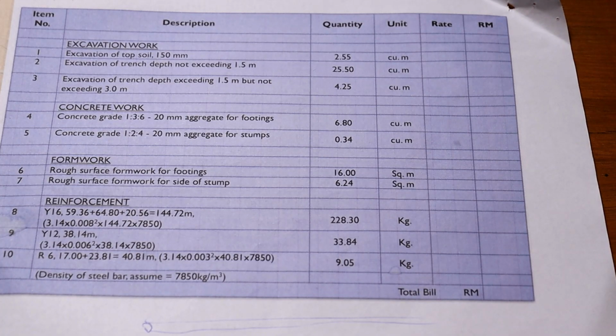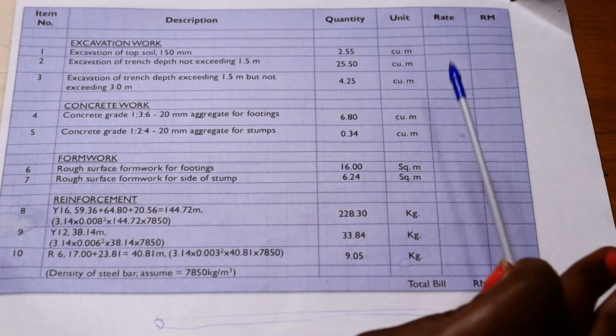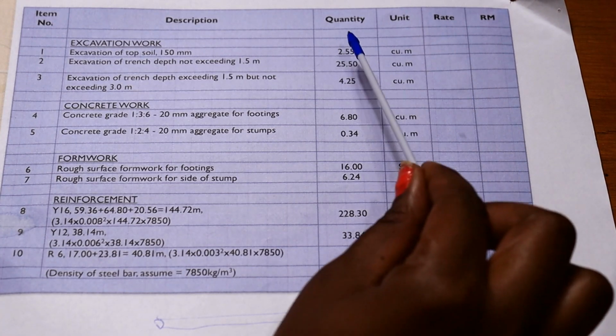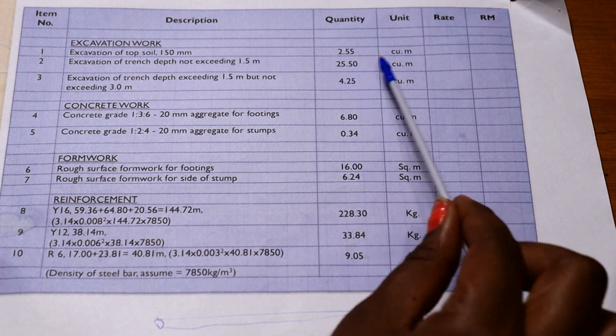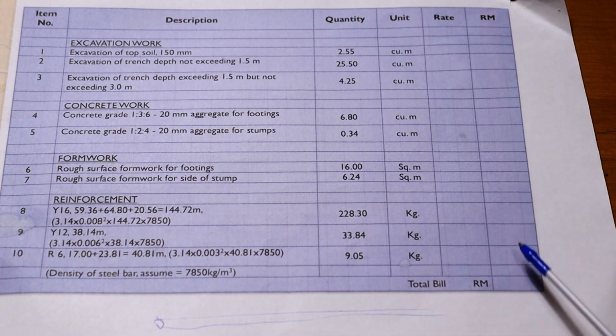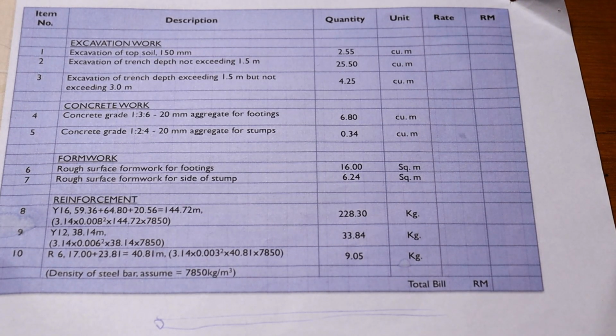When we want to get the total cost of doing all these things, we just put the rates in the columns, then multiply quantity times rate to get the cost. When we add all these costs, we get the total cost for the excavation work, concrete work, formwork, and reinforcement. All right, so we are done with the takeoff for the reinforcement, excavation, and formwork for the foundation concrete columns, the stumps, and the footings.